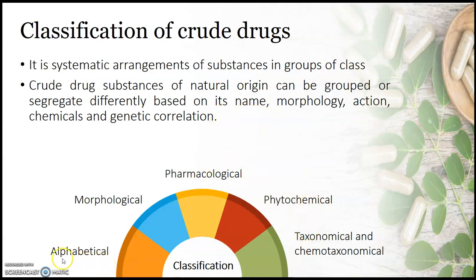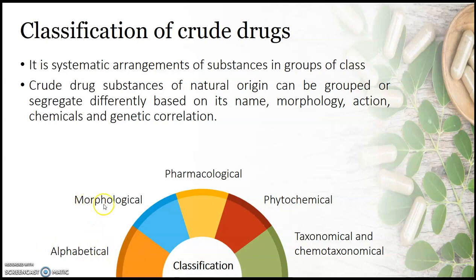In this classification, the first and simplest mode is alphabetical classification. In alphabetical classification, the drugs are classified with alphabets like A, B, C, D, etc. A means all the drugs whose official name starts with A are classified under the alphabet A. Similarly for B and C. For example, in the A classification there would be acacia, aloe, asparagus; these plants will be classified in the A category.